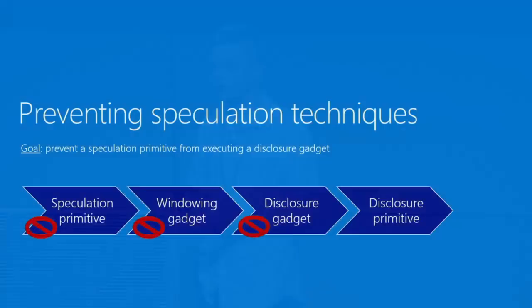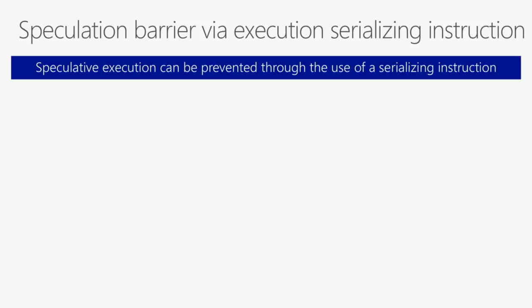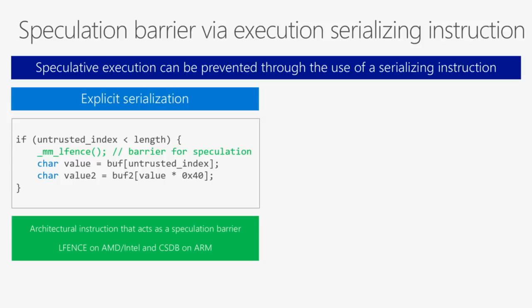So starting with preventing speculation techniques, and once again, the goal here is to prevent a speculation primitive from leading to a disclosure gadget. First thing we can do is use some kind of serialization of the instruction pipeline. So on x86, we have the LFENCE instruction, which has the neat property of acting as a speculation barrier. So if we go back to variant one, we see this bounds check on an untrusted index. What we can do is insert an LFENCE as a speculation barrier here after the check. And what this will guarantee is that these subsequent two array indexes will not be executed until speculation has resolved to this point. So this code will never execute speculatively with untrusted index out of bounds.